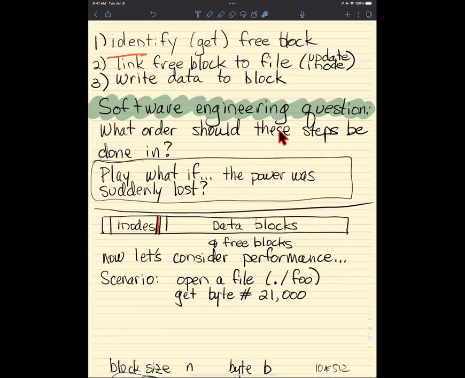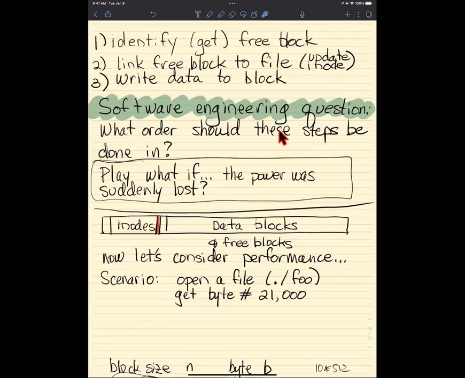Okay, so if the power goes out here, no harm done. If the power goes out here, no harm done. The data has been persisted to the drive. But what if the power goes out here? Okay, I think somebody's already said it, that there is a block linked to a file which contains garbage. And there's no way to know that it's garbage because the inode's already been updated.